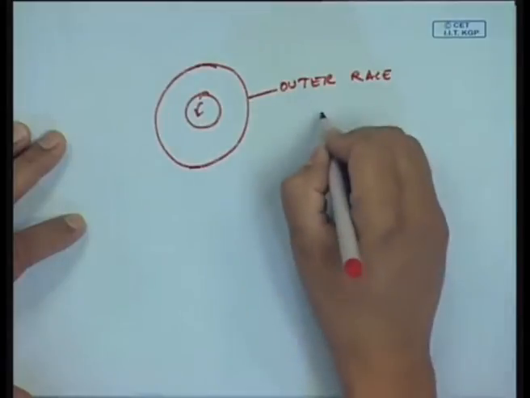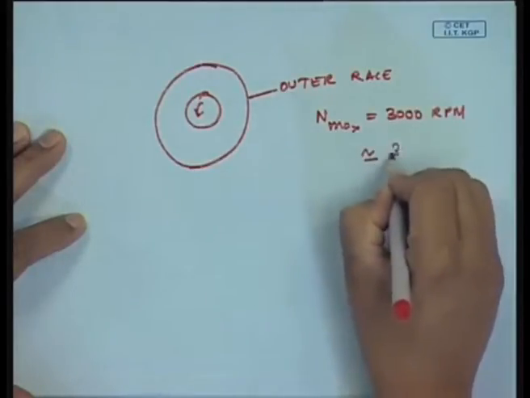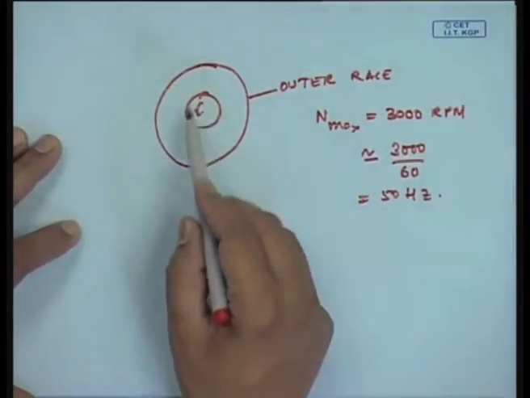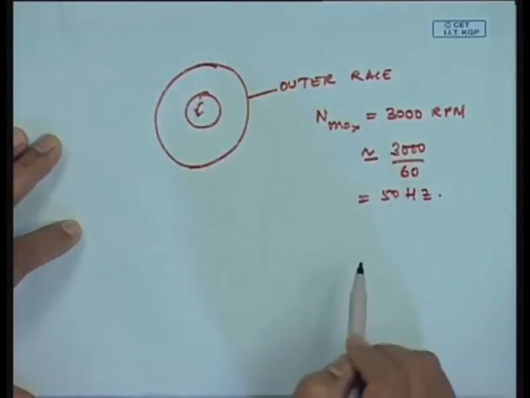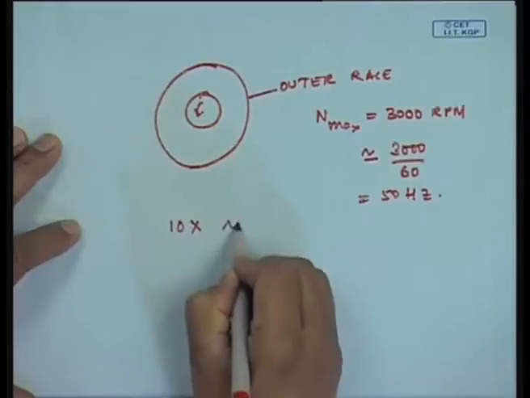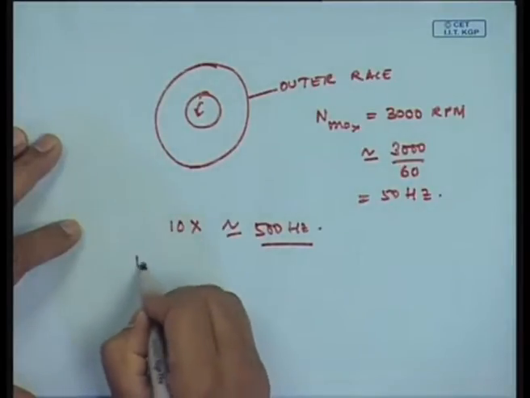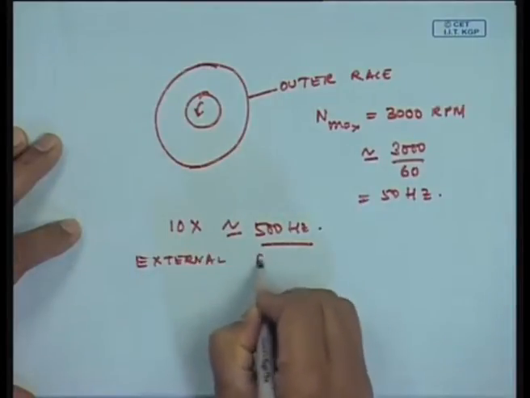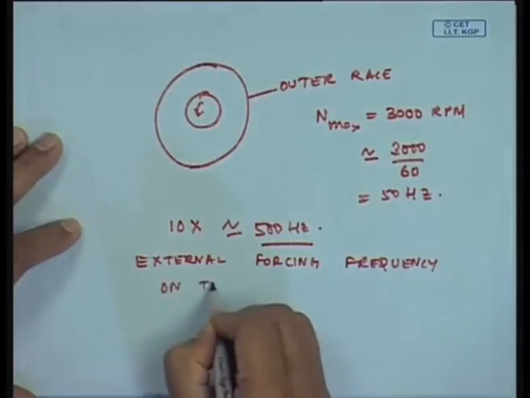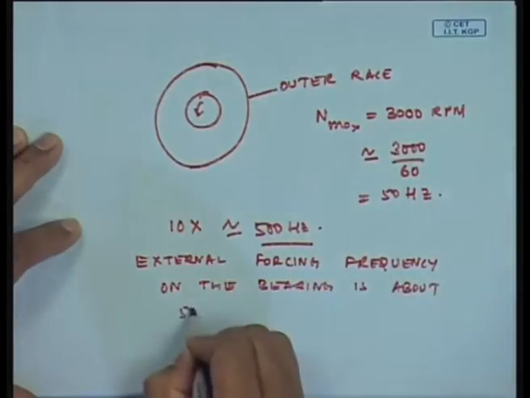Say, a bearing is used in a machinery wherein the maximum RPM is 3000 RPM, and that boils down to 3000 by 60, that is 50 hertz. So, any operation in this bearing is going to produce a 50 hertz excitation frequency, right, or a few multiples of it. At the most, maybe if it is 10 times the fundamental, this could be 500 hertz. So, the external forcing frequency on the bearing is about 500 hertz.